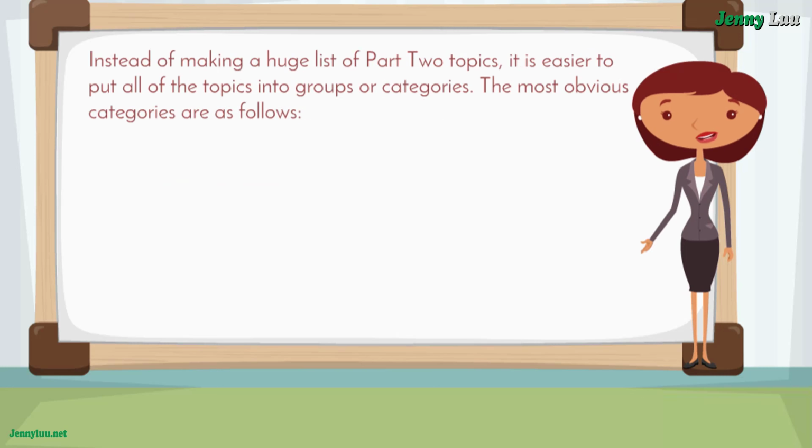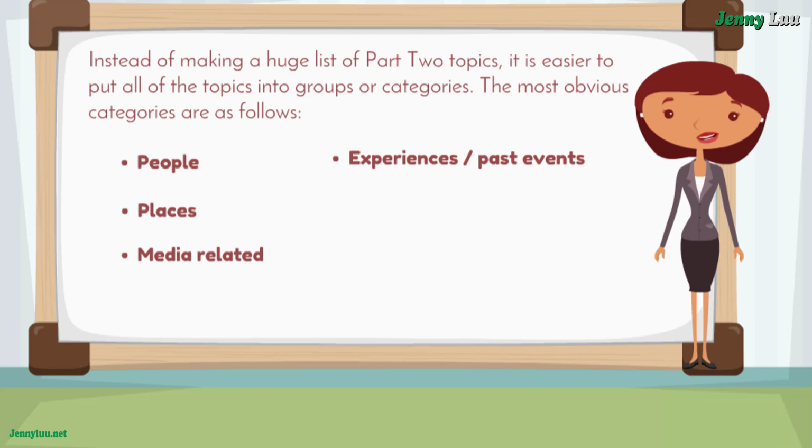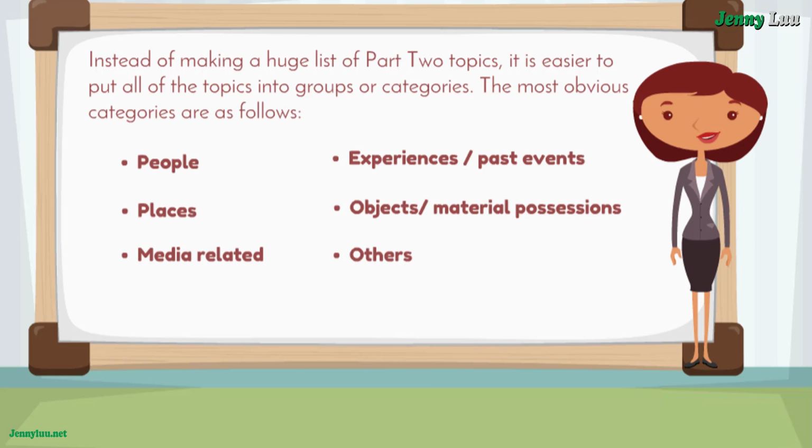Instead of making a huge list of Part 2 topics, it is easier to put all of the topics into groups or categories. The most obvious categories are as follows: people, places, media-related, experiences or past events, objects or material possessions, and others. Others is anything that doesn't fit into the 5 categories above.